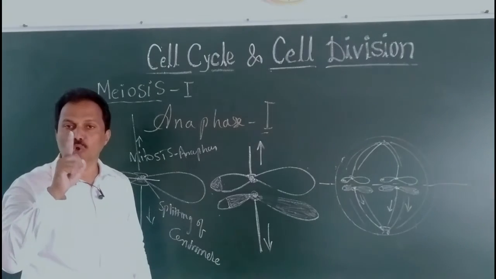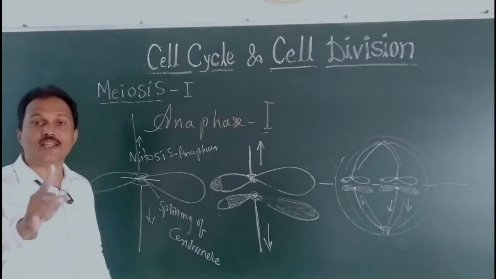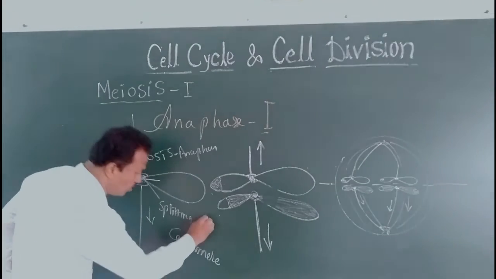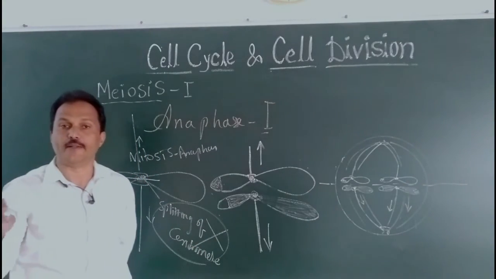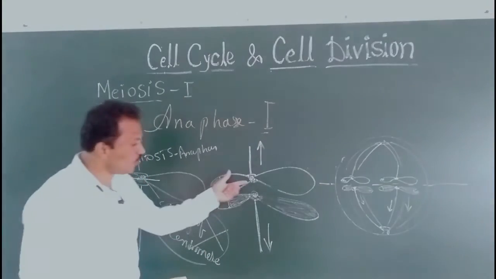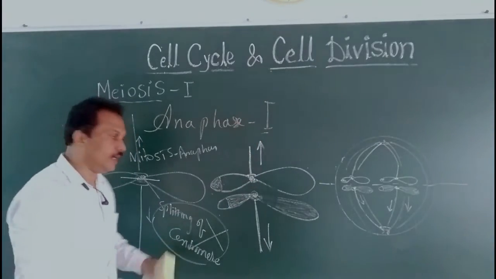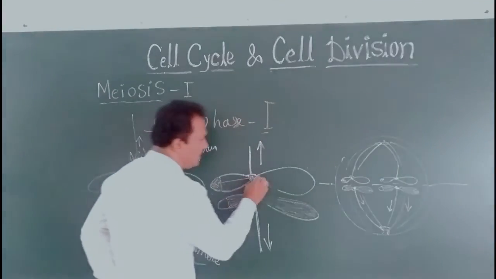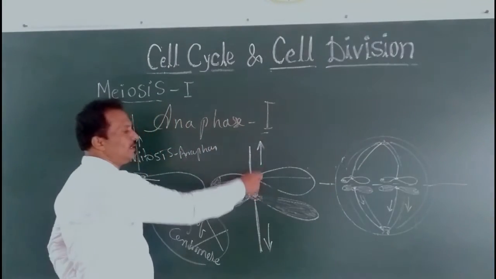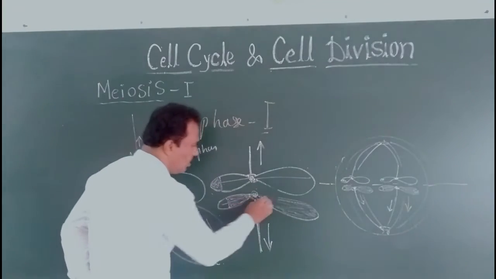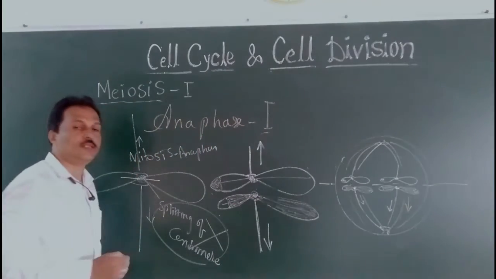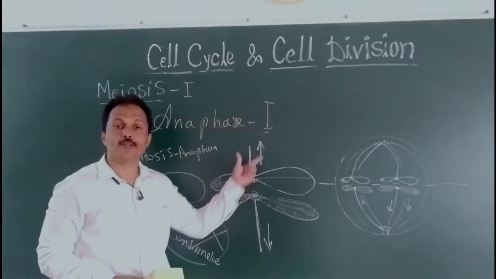But there is no splitting of centromere, because the entire chromosome is taken there. In this you will find that sister chromatids are present. The entire chromosome is taken to one pole, and the entire chromosome is taken to another. So this is going to happen in anaphase 1.